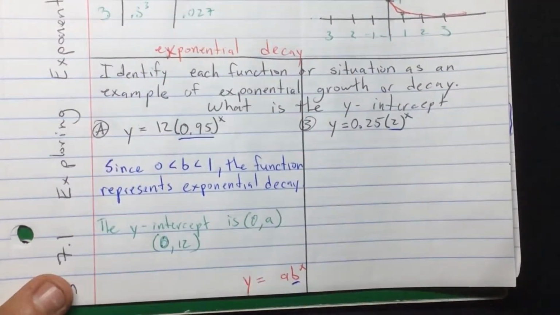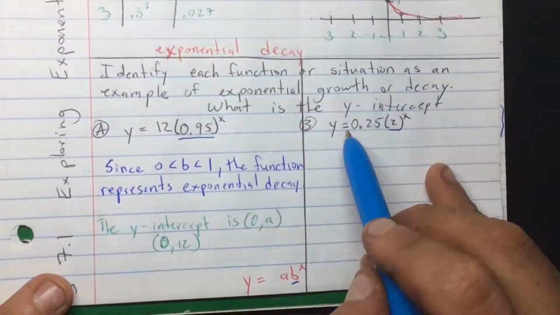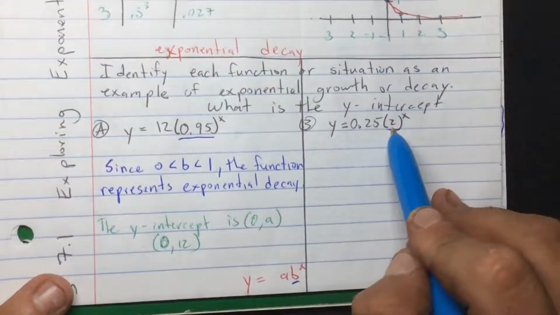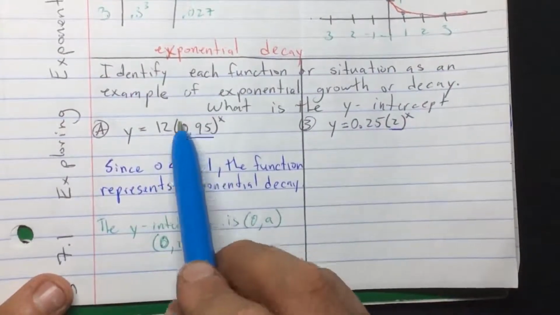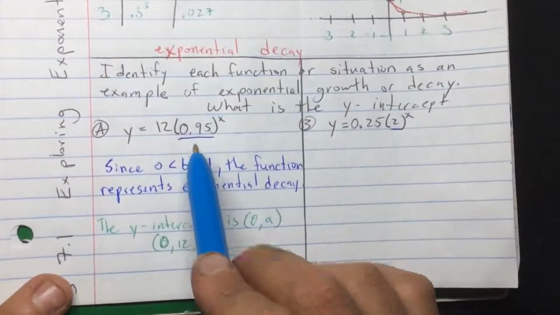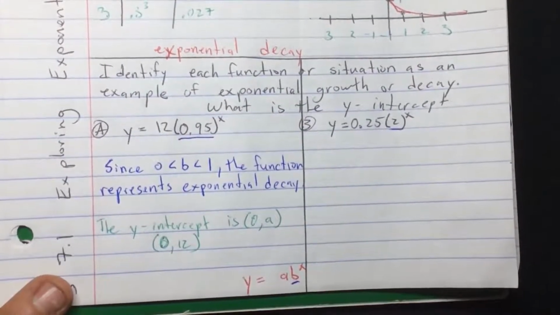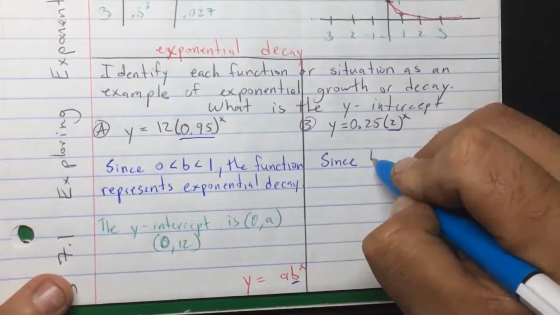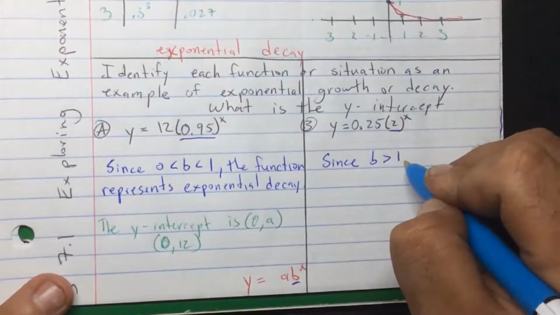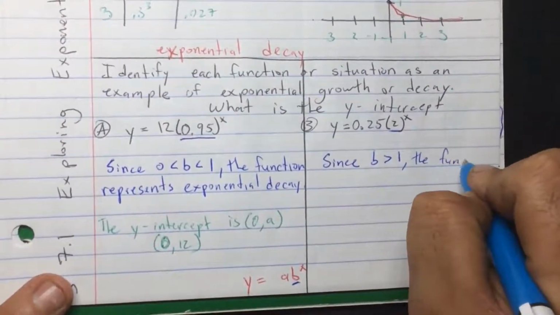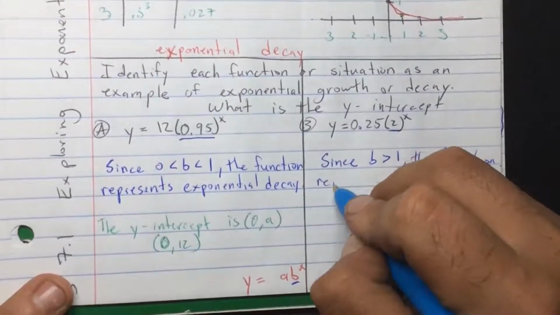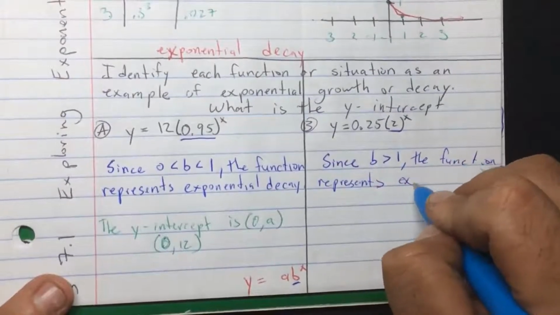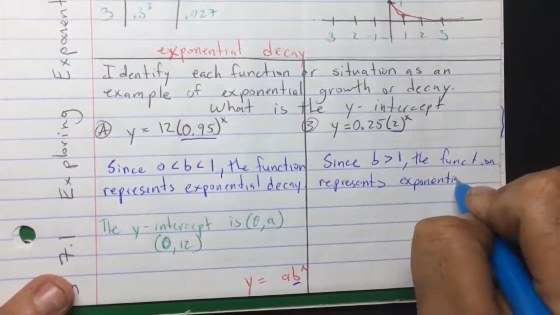All right, so the next one over here. We have y is equal to 0.25 times 2 to the x power. Remember, this one is based on our b to see if we're going to have an exponential growth or decay. But this one's going to be a little different. Since b is greater than 1, the function represents exponential growth.